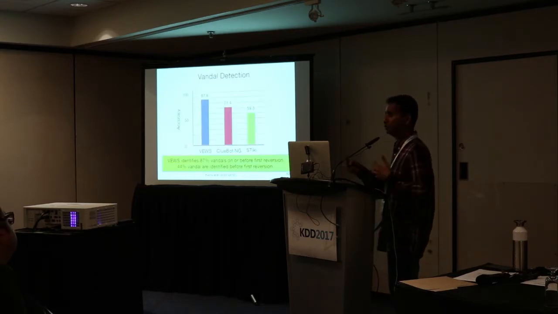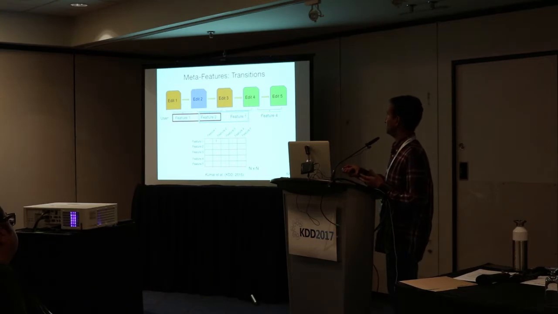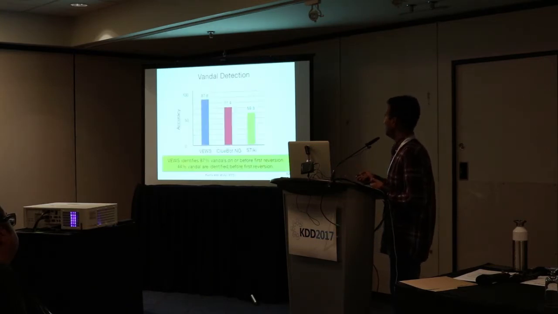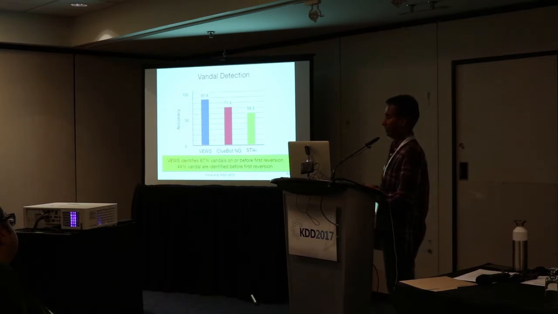And using these two sets of features, these meta features and this pairwise edit features, what we get is an increase in accuracy of VEWS, which is this particular combination of features. Compared to ClueBot NG and STiki, you get around 88% of accuracy.